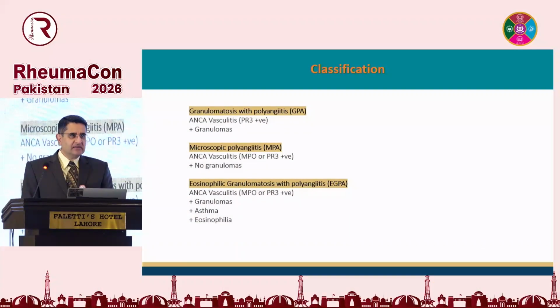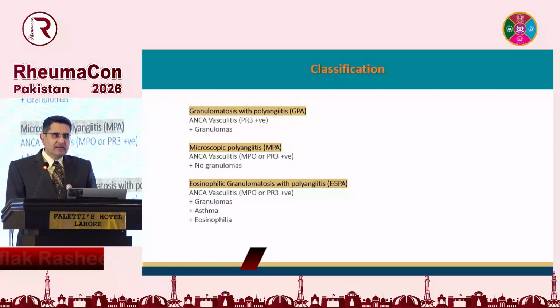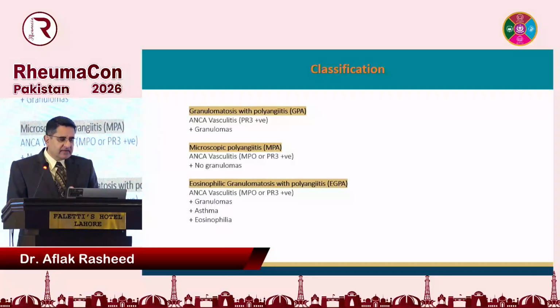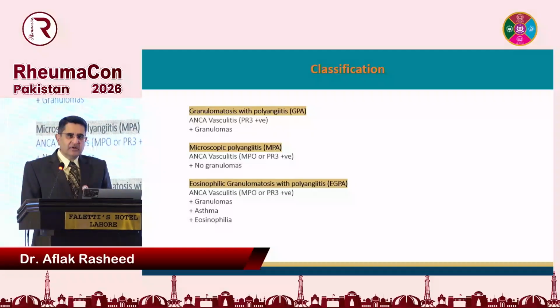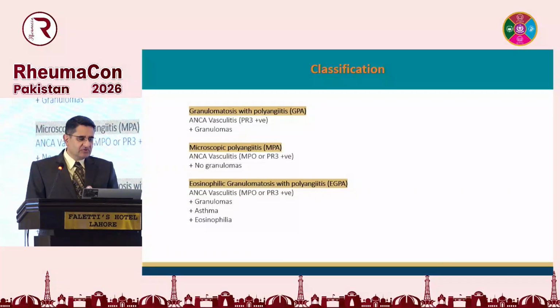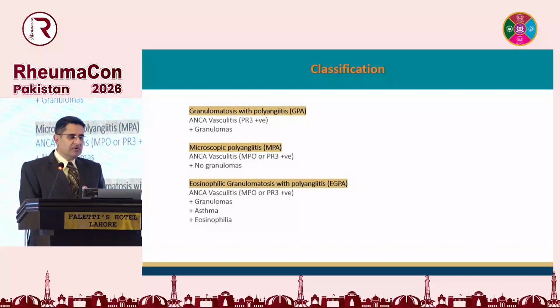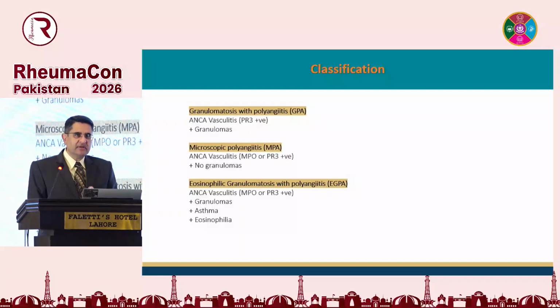We know that classification is very precise. Granulomatosis with polyangiitis has a granuloma, and in microscopic polyangiitis there are no granulomas. As Professor Tafazzul discussed in the panel discussion, anti-proteinase 3 antibody positivity is more related to granulomatosis with polyangiitis. Likewise, myeloperoxidase as well as anti-proteinase can occur in microscopic polyangiitis. The eosinophilic component is actually a separate animal.